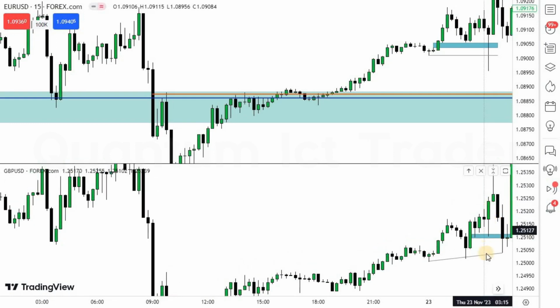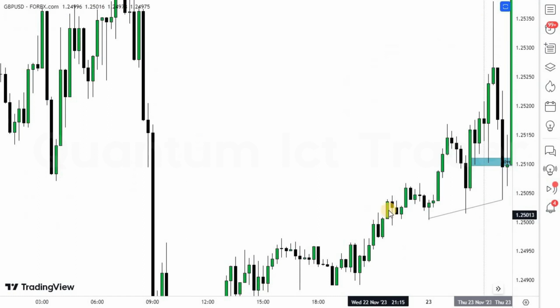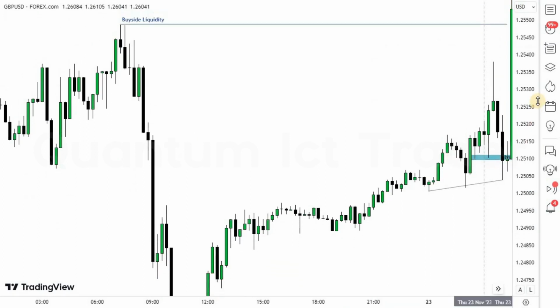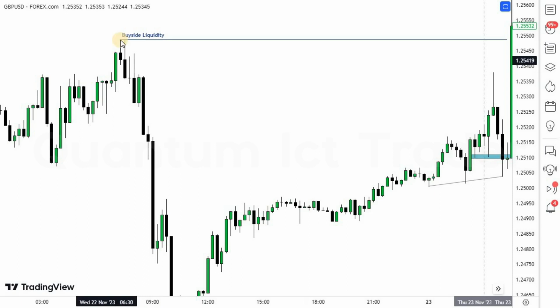GBPUSDT failed to take that low here. So what does it mean? It means GBPUSDT is not willing to go lower, and it's showing underlying strength. So when you see this formation, you want to take the trade on the stronger pair. I'm going to take the trade on that stronger pair, and which one is stronger here? The GBPUSDT, and there is also buy side liquidity like the EURUSDT.